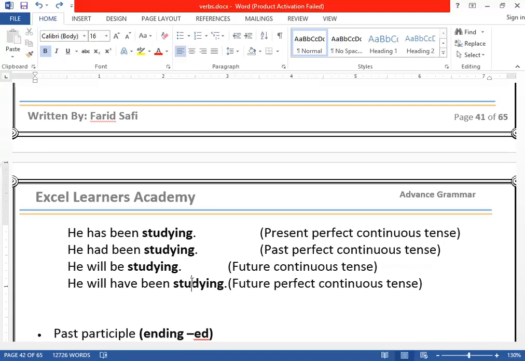So in continuous tenses, we also use the present participle form of the verb. So we have studied four functions. It can function as a verb, as an adjective, as an adverb, and as a noun. So all four functions we have already studied. Is this clear to all of you?